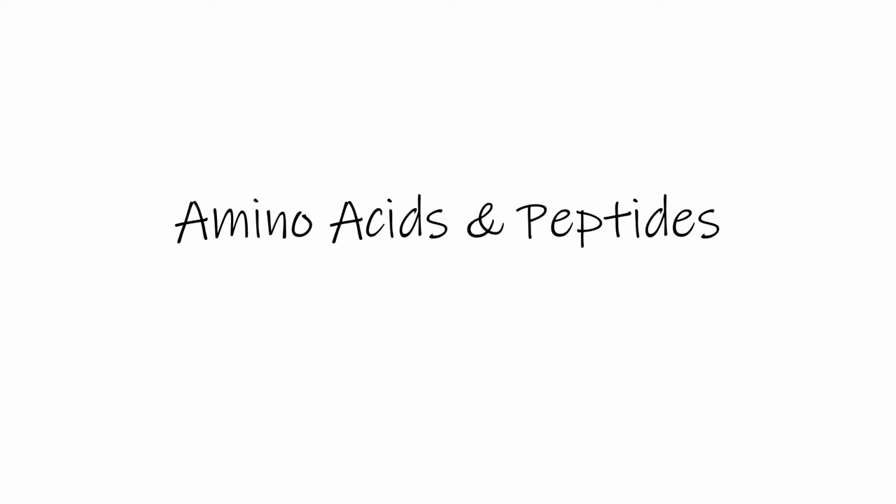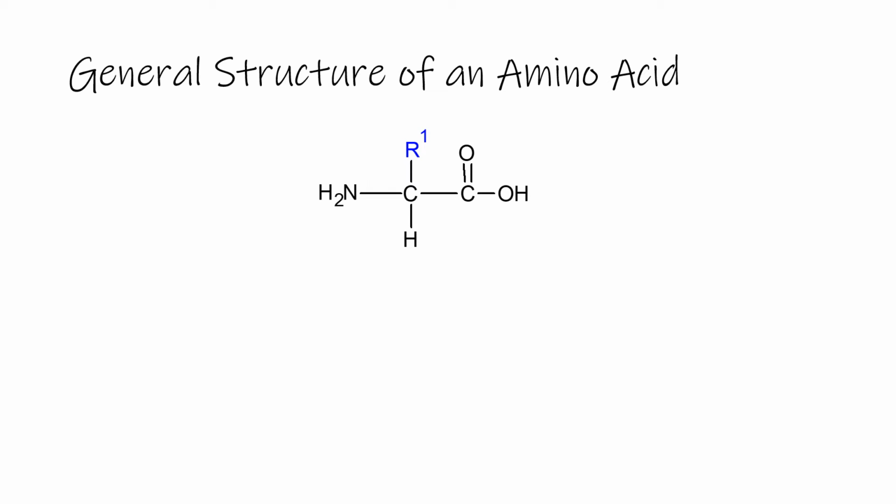In this video, we're going to look at the structure of amino acids and also how they form into peptide chains. Amino acids are the building blocks for proteins. There are 20 amino acids in human proteins, and we're going to look at the general structure of amino acids and then how those 20 different amino acids come about.